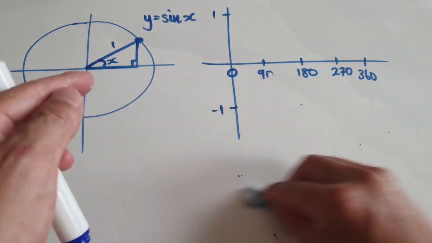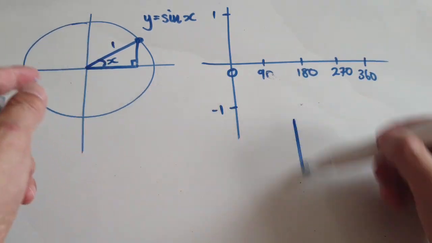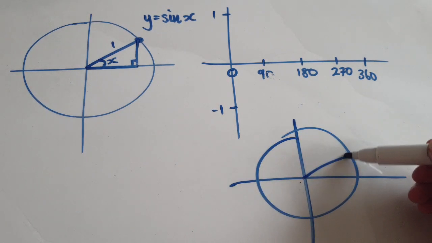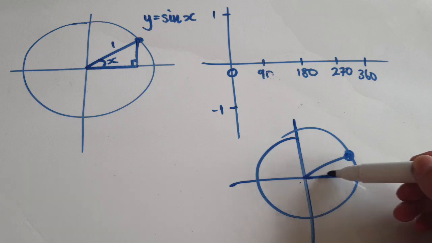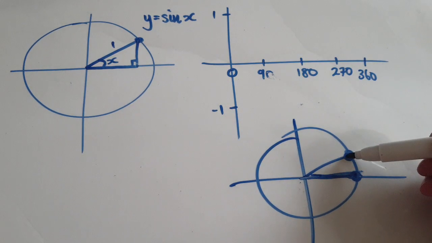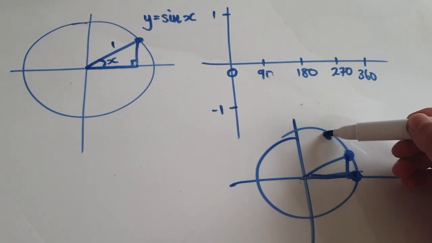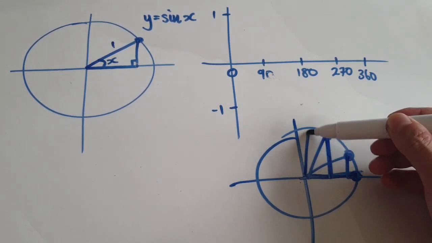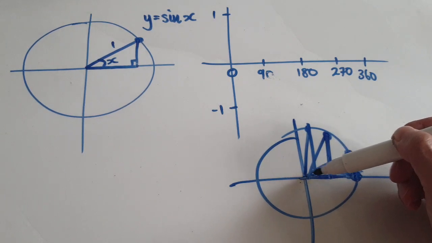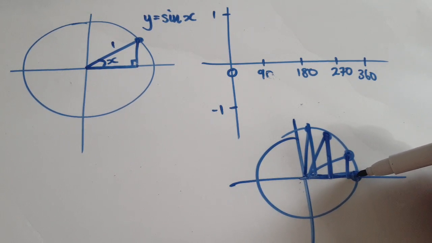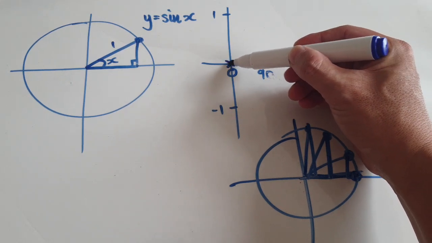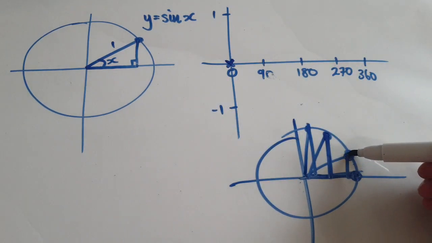So let's start again here. Consider a circle of radius 1. When the dot is at an angle of 0, what is the height of that triangle? Here you can see that the height is getting bigger and bigger as it moves around. So if the dot is at an angle of 0, then there will be no height. So when you plot the graph, it will be right here.